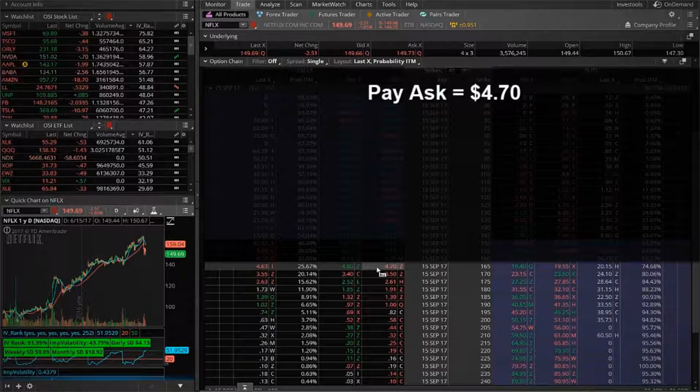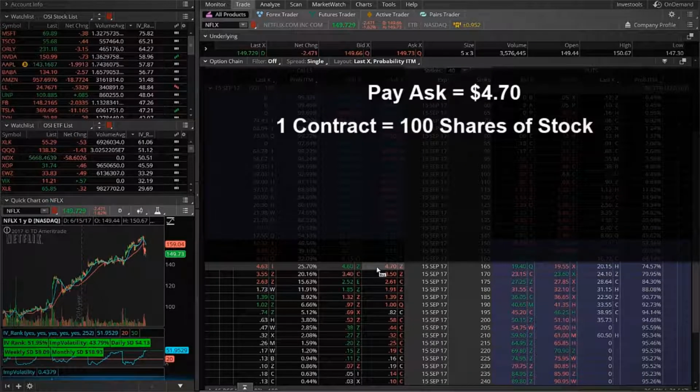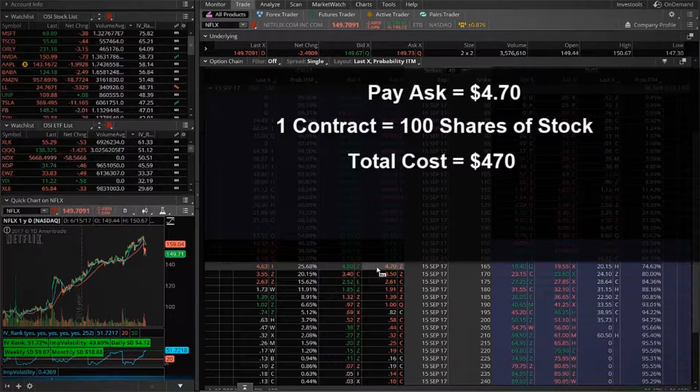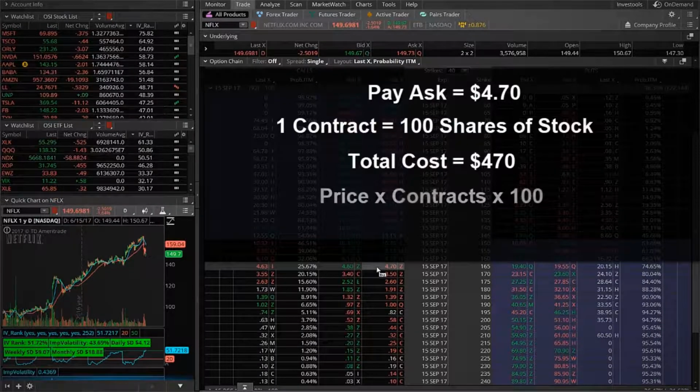This price of $470 represents the price of one controlled share, and because one option contract controls 100 shares, this would end up costing us $470. Even though option contracts control 100 shares, the prices are listed on a per-share basis. So whatever the price is listed at, you would calculate the cost of the trade by multiplying the price times the number of contracts purchased, so times 100.